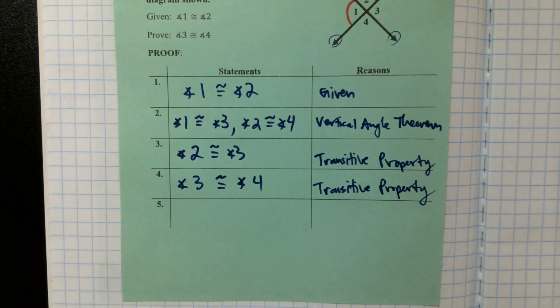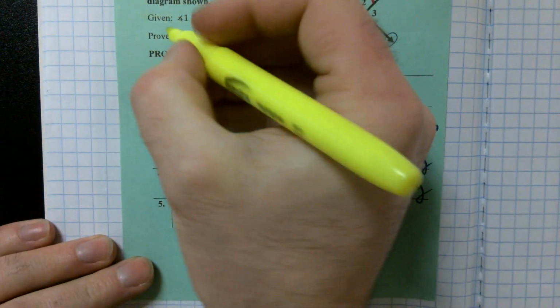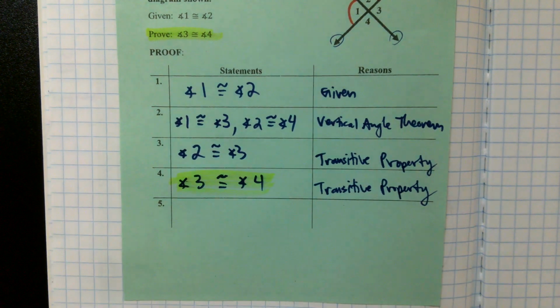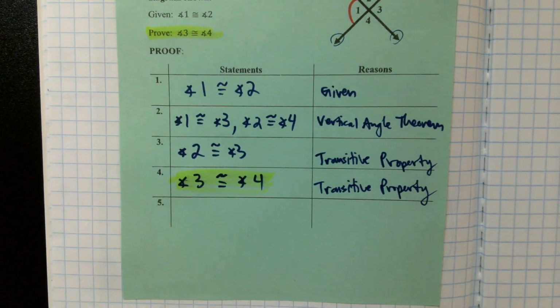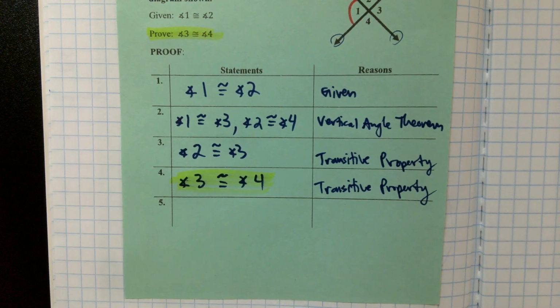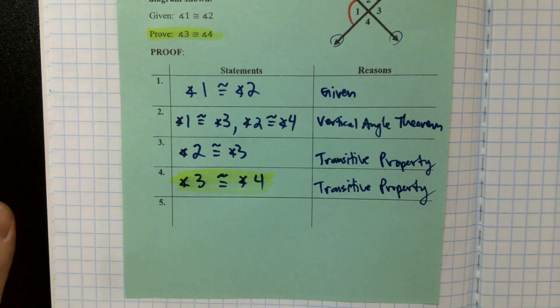What were we being asked to prove again? If angle 3 is congruent to angle 4. Did we prove that angle 3 is congruent to angle 4? Yes, we did. So this is the bare minimum, simplest intro to proofs proof as we could do. Truly. You guys figured it out on your own, which I'm very impressed with.